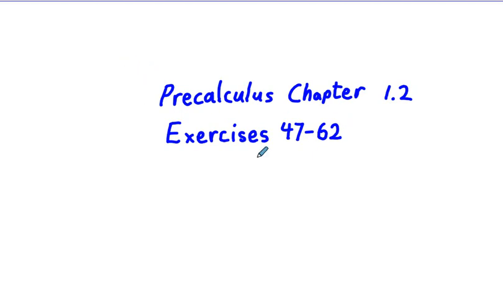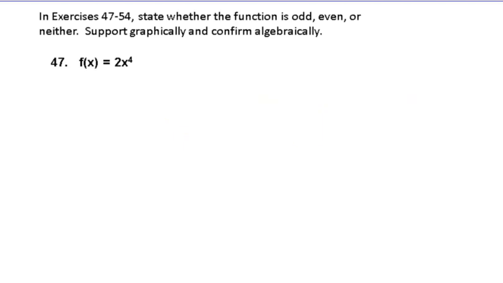Precalculus, Chapter 1.2, exercises 47 through 62. In this first set, exercises 47 through 54, state whether the function is odd, even, or neither. Support graphically and confirm algebraically. Well, first thing I'm going to do is explain what the definitions of odd and even are.